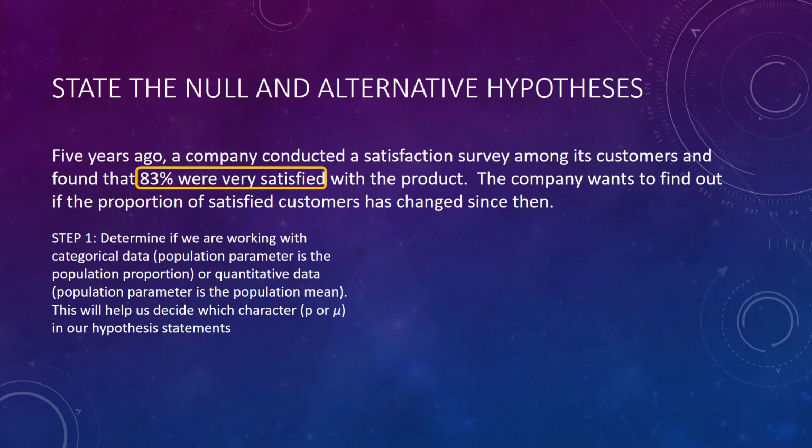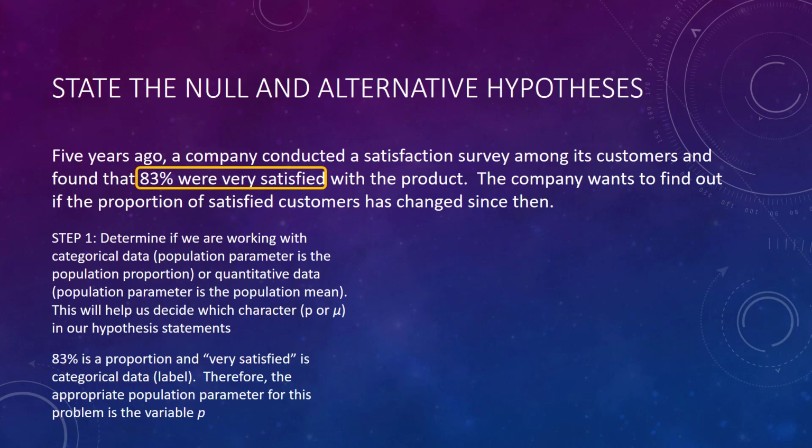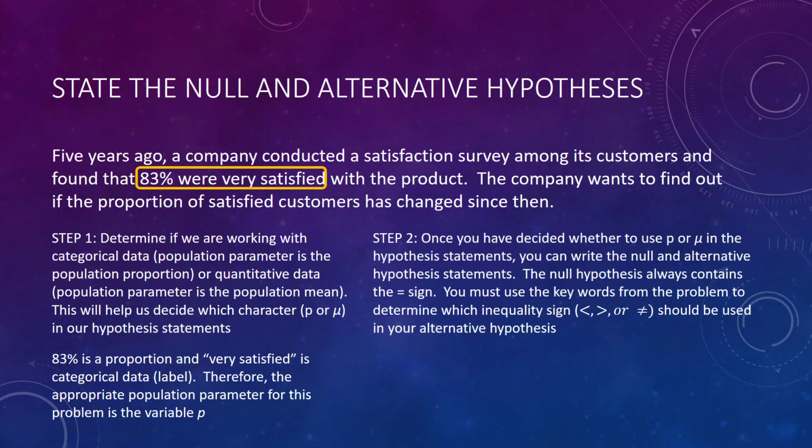Notice that the question says that 83% were very satisfied. You might realize that 83% is a proportion, and also that the phrase very satisfied is a sign of categorical data. In other words, it is a label, not a count or measure. Therefore, the appropriate population parameter for this problem is the variable p.